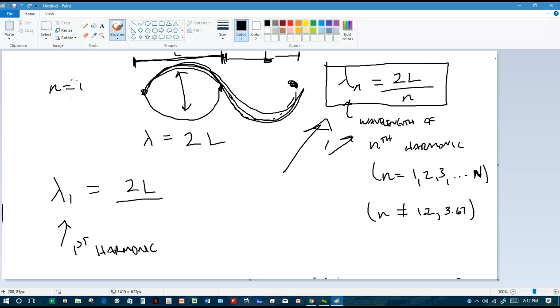1. 1, yep, because the first harmonic is n equals 1. So in the denominator, notice the equation that I have in the box on the top right, n is in the denominator, so I would just put the number 1 here, right? And that just tells me that the wavelength should be 2L. It's what we already had, right? So let's see what happens when we apply it to the second harmonic.